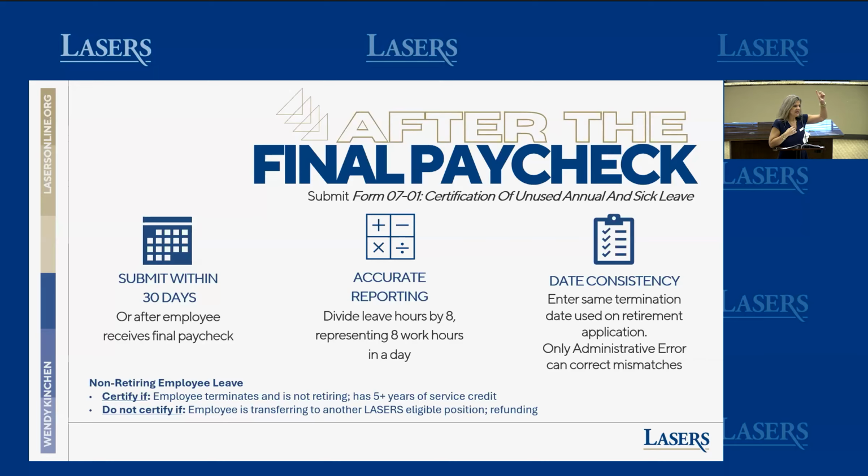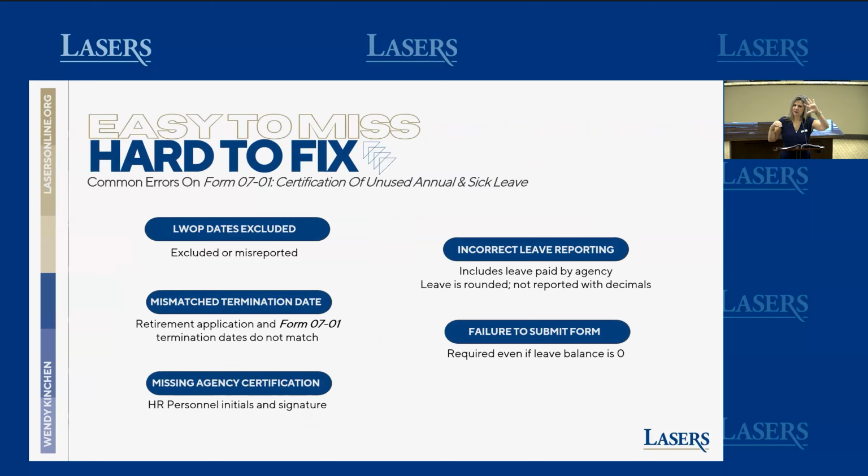The retirement application has a termination date. The certification of unused leave also has a termination date. Those dates must match exactly. If those dates don't match exactly, there is an error. It is very important that those dates be the exact same date. Again, don't put the termination date on the retirement application and then the retirement date as the date on the unused leave certification. The termination dates must match exactly, and it is checked for every certification that we get.